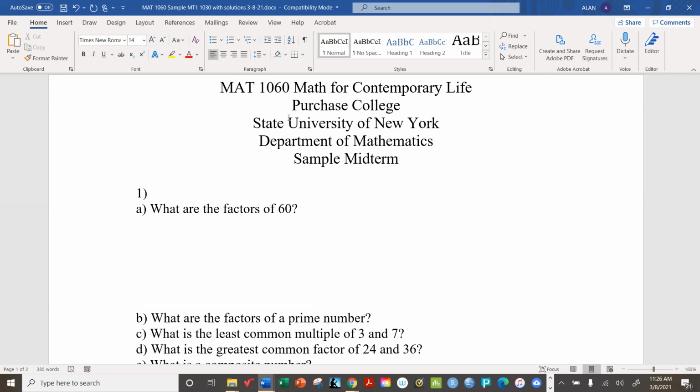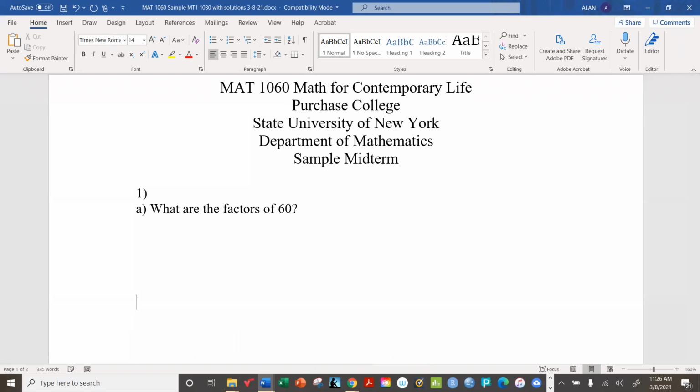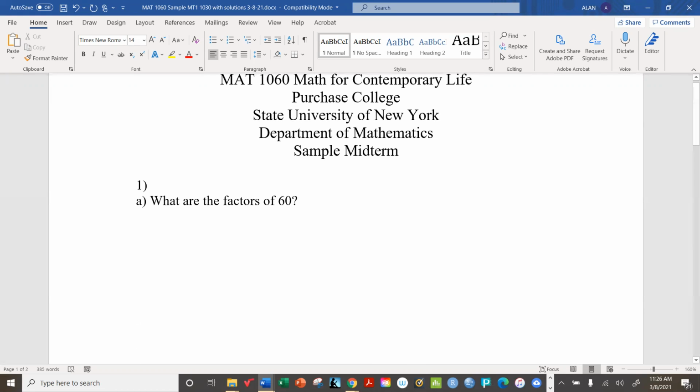Let's see. What are the factors of 60? Now, 60 actually has quite a few factors, surprisingly many factors. So what are they? Well, remember, all we have to do here is multiply out all the natural numbers whose product is equal to 60. And it's quite a long list, as a matter of fact. For example, we have, oh, here we go. Somebody said, yes, that's exactly right.